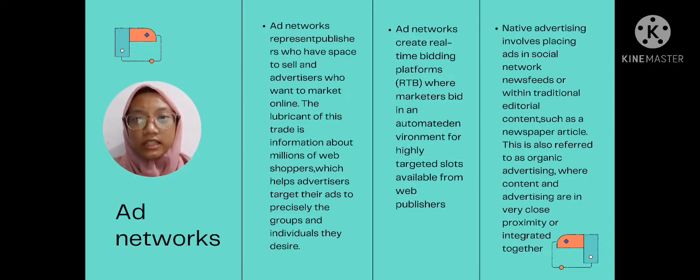Native advertising involves placing ads in social network newsfeeds, or within traditional editorial content such as a newspaper article. This is also referred to as organic advertising, where content and advertising are in very close proximity or integrated together.